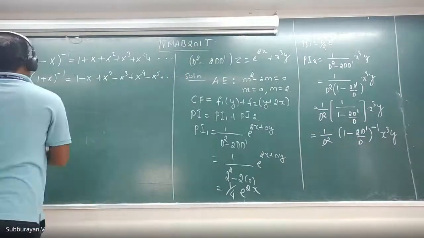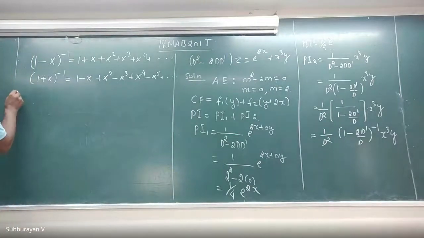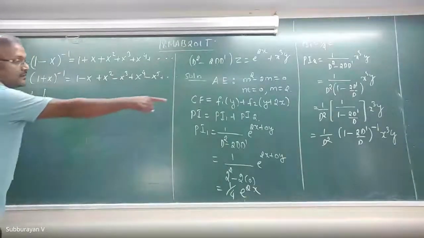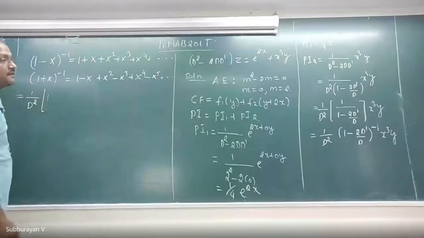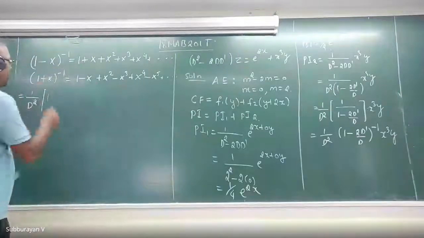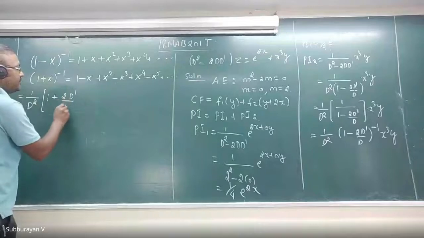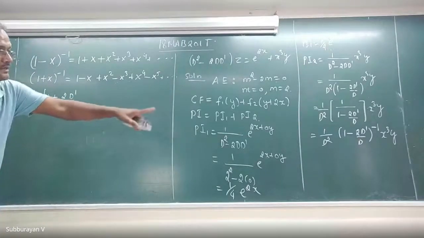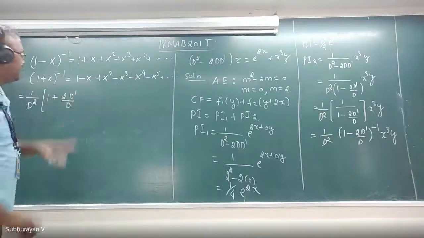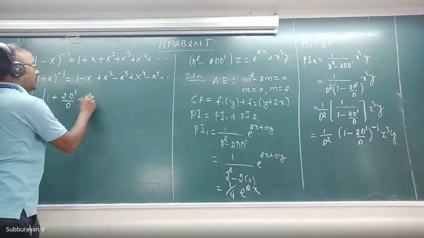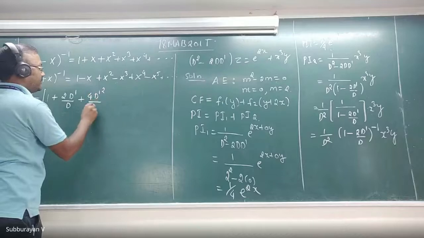Therefore, I can write the last step as 1 by d square into 1, the first term is 1, and then plus 2 d dash divided by d, the first-order term, plus the square term, that is 4 d dash square divided by d square.